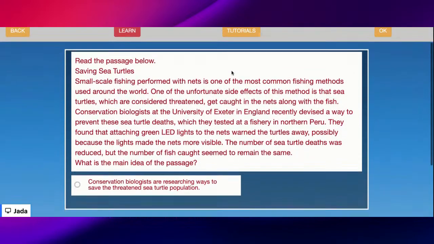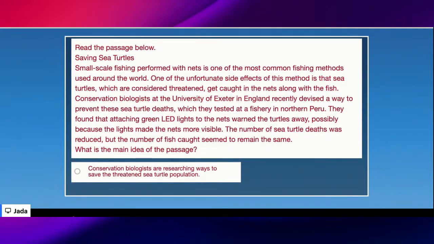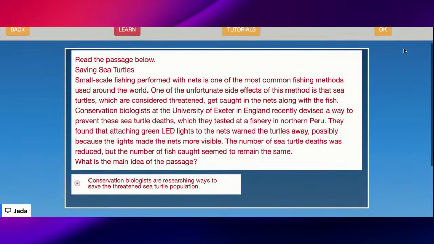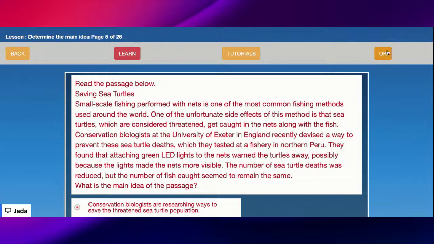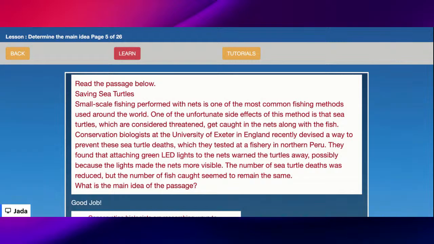So we have saving sea turtles, and then it shows that the main idea was that conservation biologists are researching ways to save the threatened sea turtle population. So that means sea turtles are threatened, so they're trying to find a way to help the sea turtles.